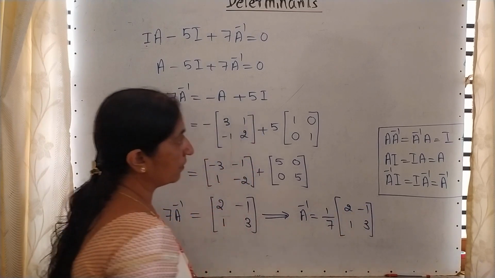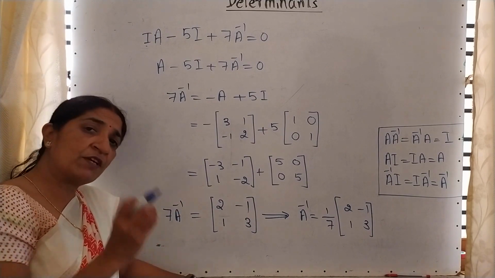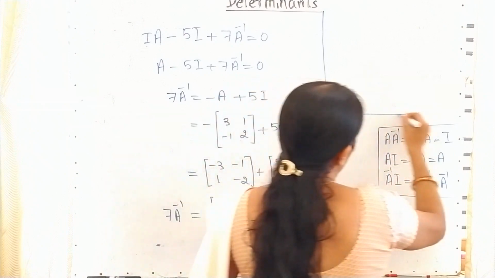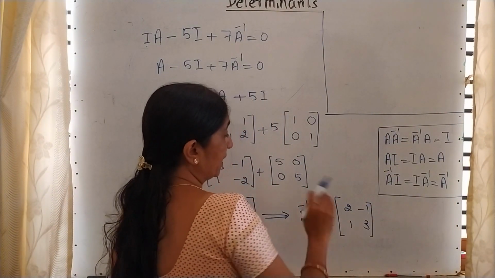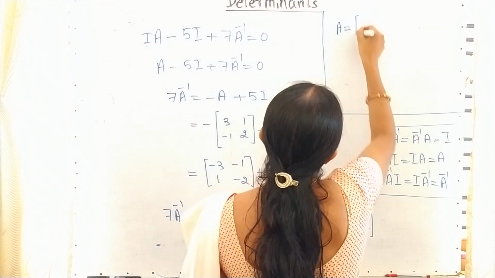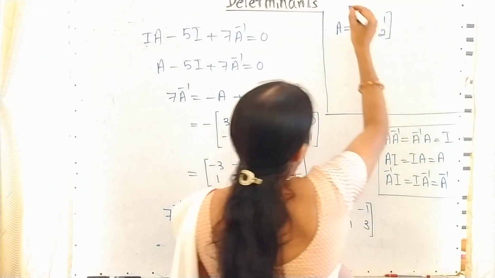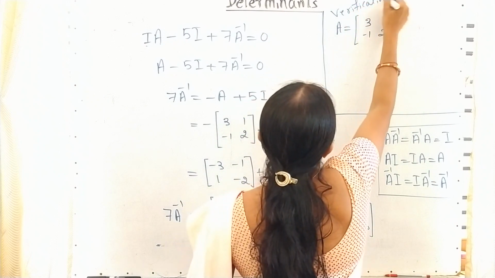Yes. This is the answer. And students, if a matrix is of order 2 by 2, I am giving you a simple step to check whether your answer is correct or not. Remember, only for 2 by 2, because 2 by 2 means very simple. It takes only a few minutes. See, what is matrix A? Matrix A is given as, this is for verification whether your calculated value is correct or not, to check that.